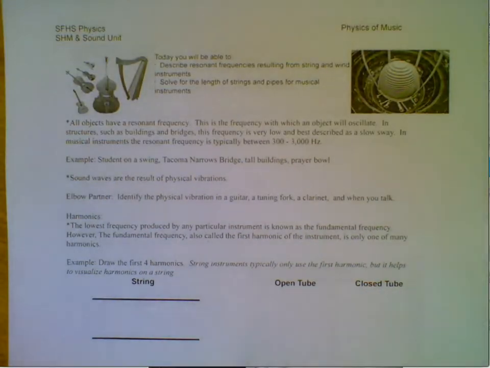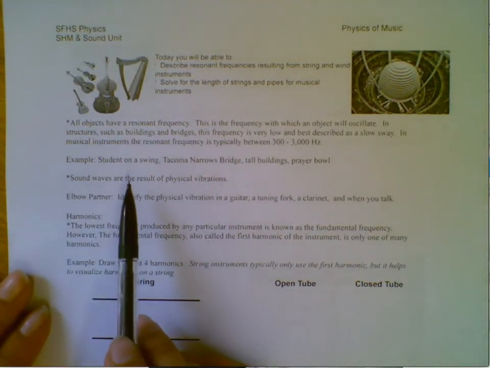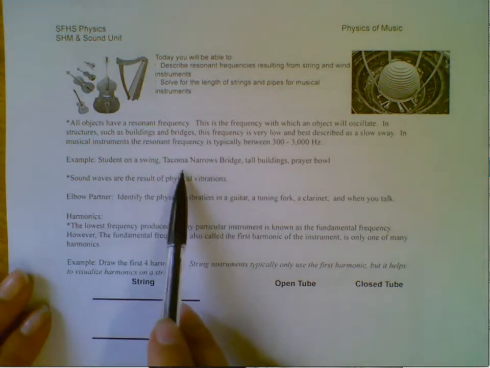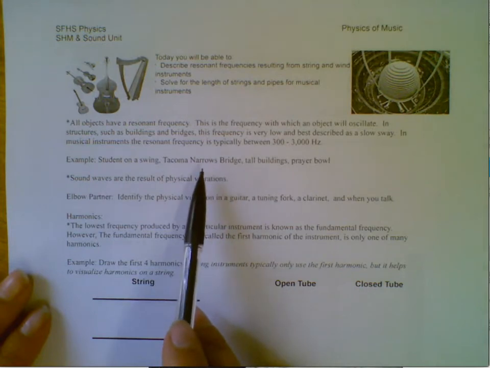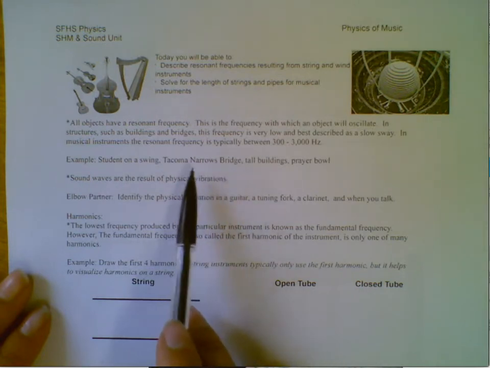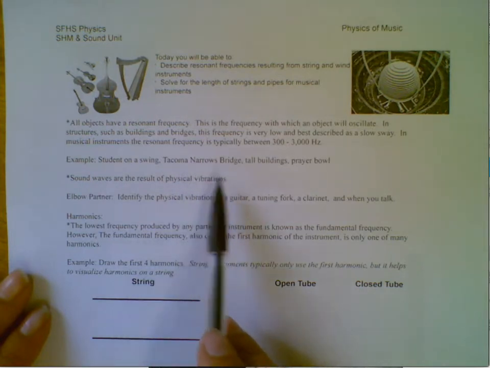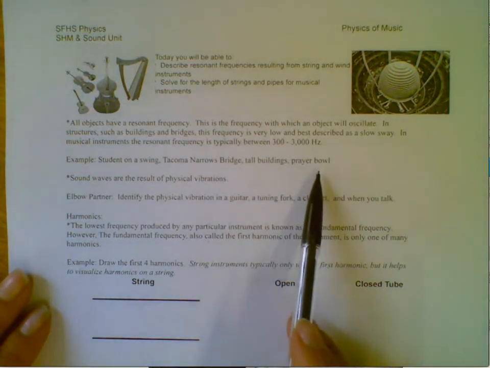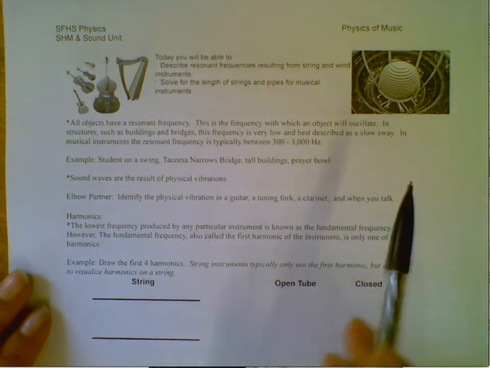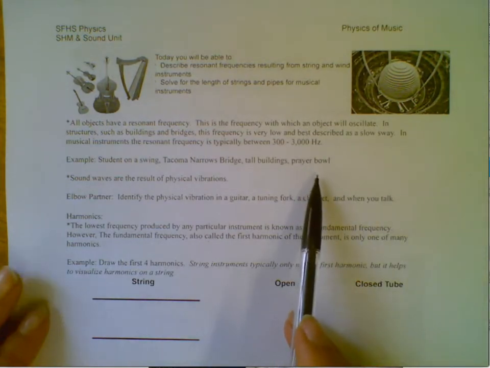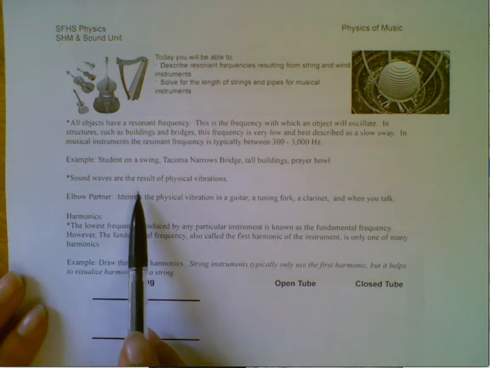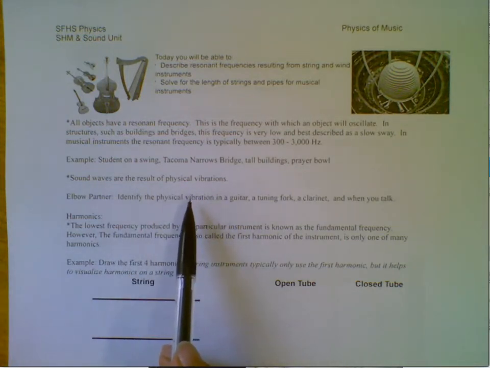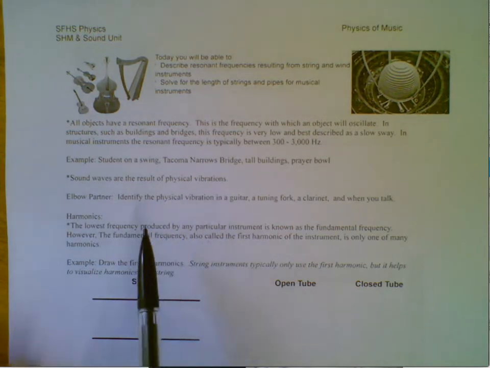Some examples of resonance would be a student or a kid on a swing. The bridge video I showed you, where the wind knocked that bridge down from swaying in the natural vibration of the bridge. Tall buildings during earthquakes. A prayer bowl. By hitting it, we get it into its natural frequency. Sound waves are a result of physical vibrations. Okay, physical vibrations. So in order to have sound, we need vibration.